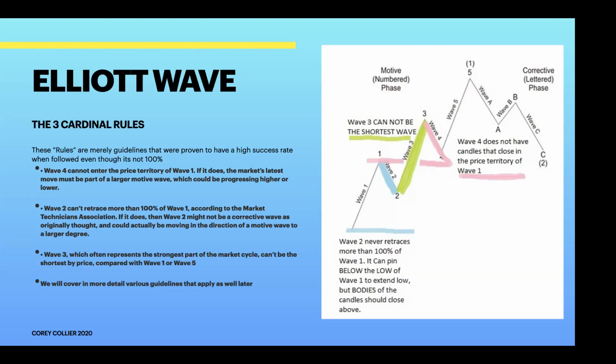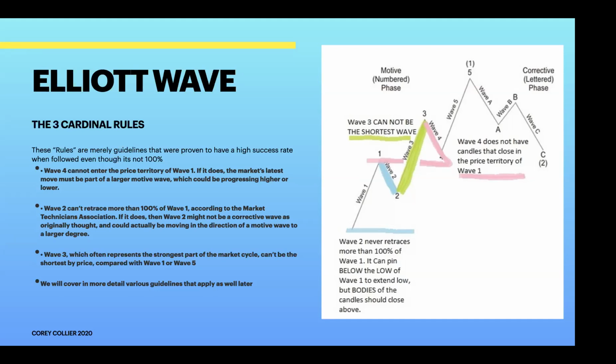The second rule: wave 2 can't retrace more than 100% of wave 1, according to the Market Technicians Association. If it does, then wave 2 might not have been a corrective wave as originally thought, and could actually be moving in the direction of a motive wave to a larger degree. And that's the same as the first rule as well.